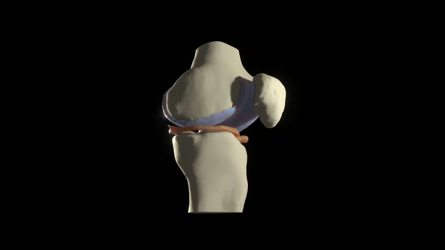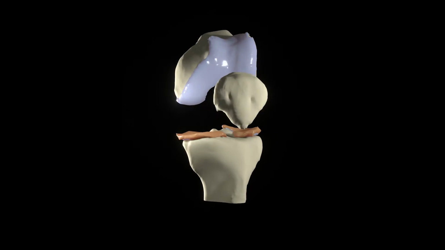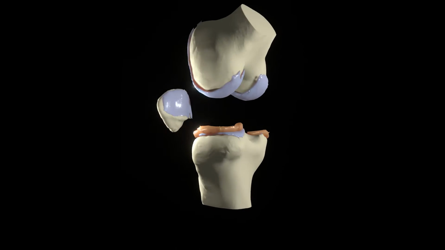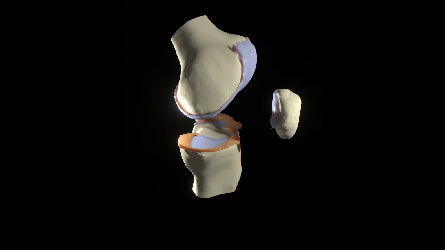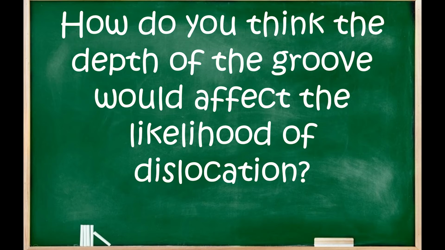While we now know some of the importance of the hip in human movement, we must consider other joints, such as the knee, and the work being done by our friends at Boise. Dislocation of the kneecap or the patella is a common injury in young athletes. Most of the time, the patella sits within a groove on the thigh bone, the femur. But some people have anatomy that makes them more vulnerable to the kneecap slipping out of this groove. How do you think the depth of the groove would affect the likelihood of dislocation?